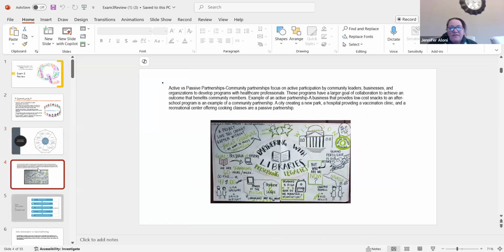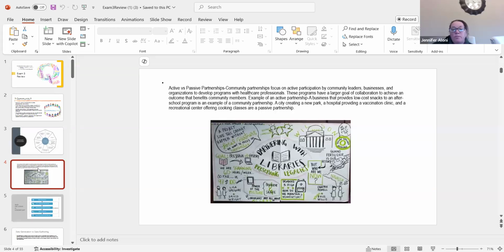We have active versus passive partnerships in the community. Active means that you're going to be actively involved in something. Passive is kind of like when you're not actively involved in the community. So, example of an active partnership would be more like a business that provides low-cost snacks to an after-school program. So, see, they're active in the community, right? They're going out to the school. They're providing them with some low-cost snacks.